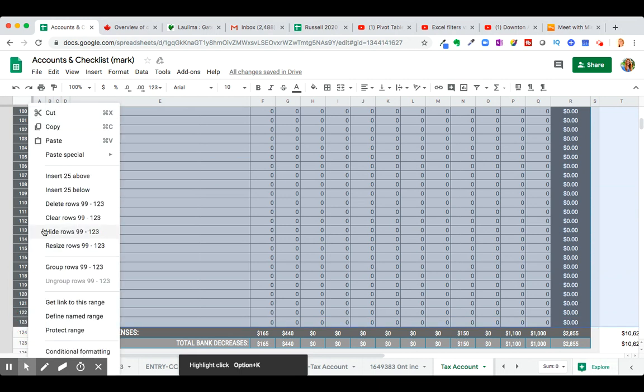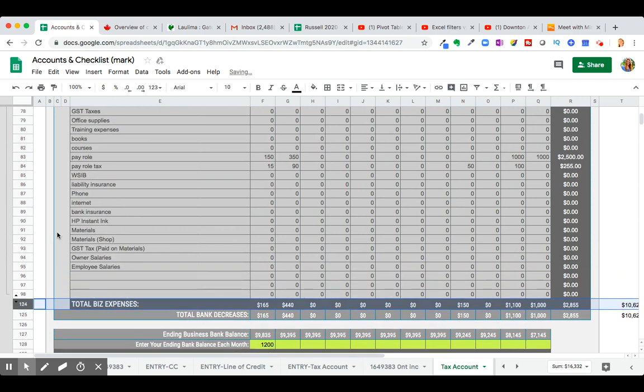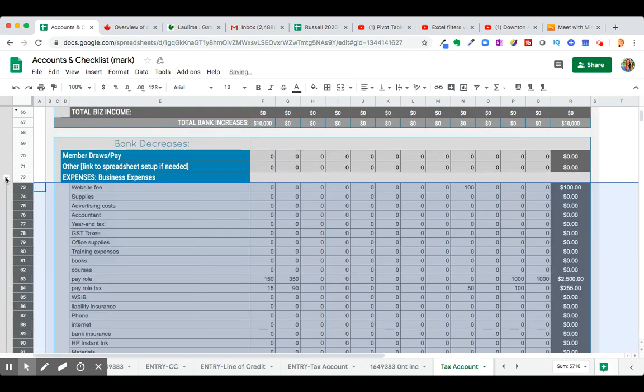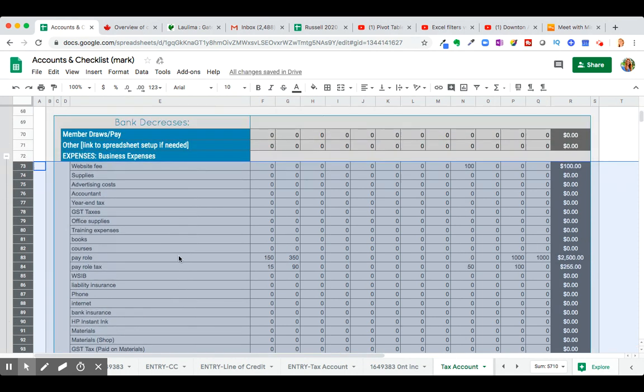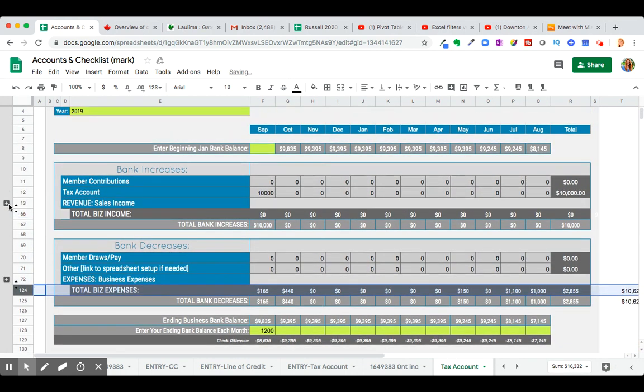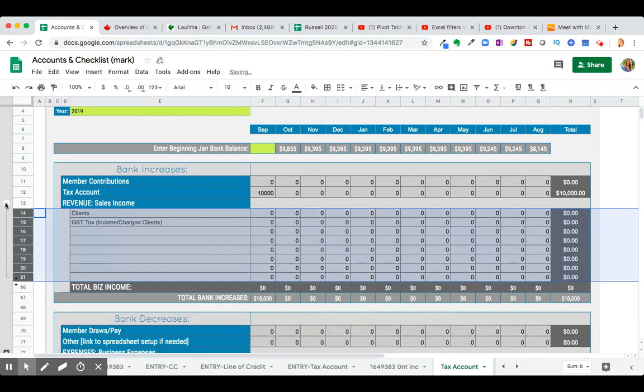I just wanted you to know that all of these extra rows are here so that if you add things to it, you can. And then I also grouped them so that you can easily see everything all tightened up and just open it to take a closer peek. So that's the hidden rows, these little arrows on the left, and then these are the groupings.